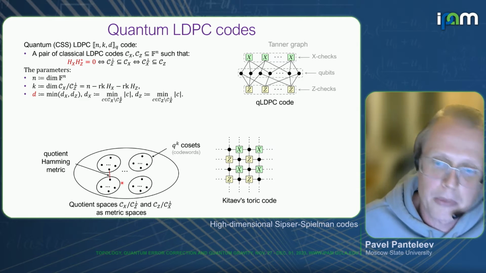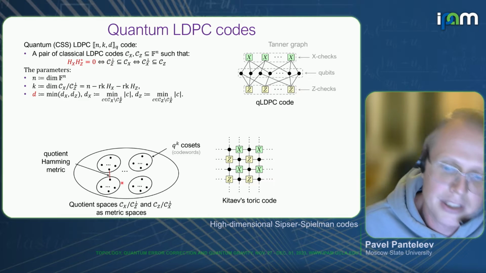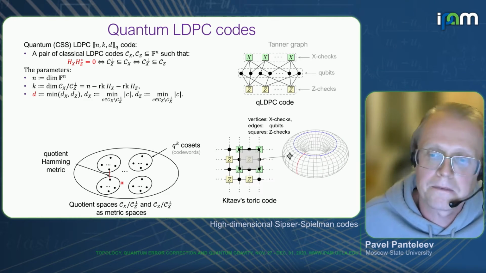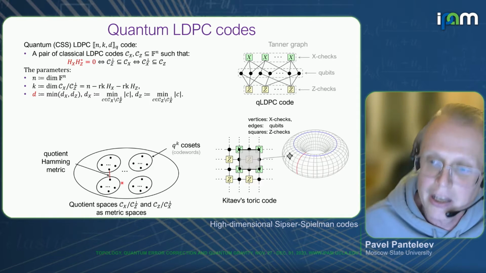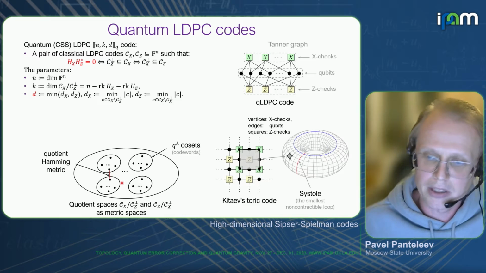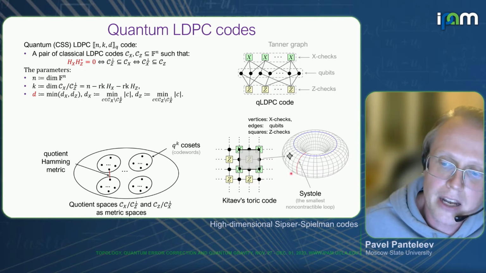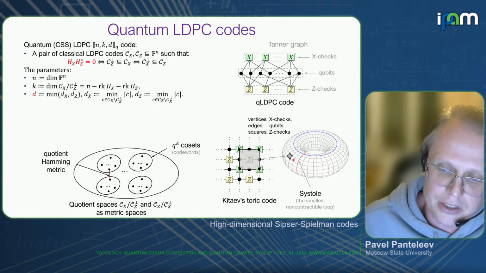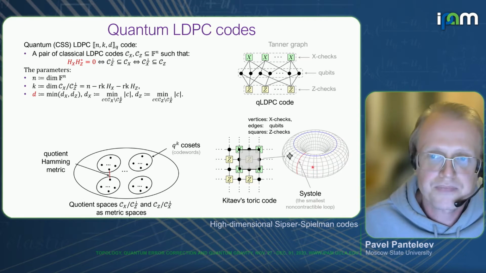And the very famous example of a quantum LDPC code is a Kitaev toric code. As we all know, it is related with topology and, more importantly, with systolic geometry, because the minimum distance of Kitaev code is just the size of the minimal systole. And the systole is the smallest non-contractible loop in this manifold.